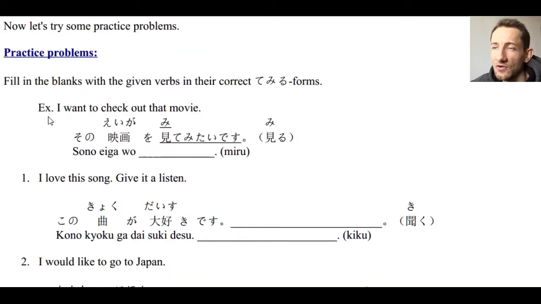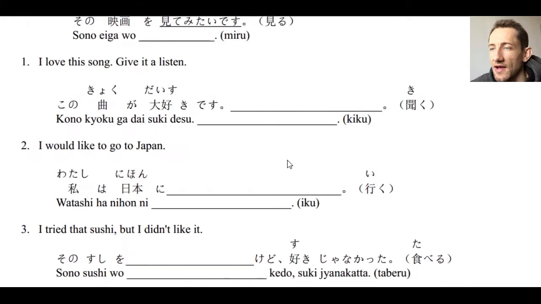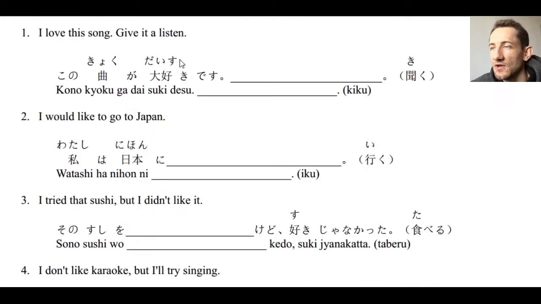So here we have an example. I want to check out that movie. So we have miru. その映画を見てみたいです。I want to see or check out that movie. Now we have numbers 1, 2, and 3. Fill in the blanks with these. And remember, just use the English as a guide.